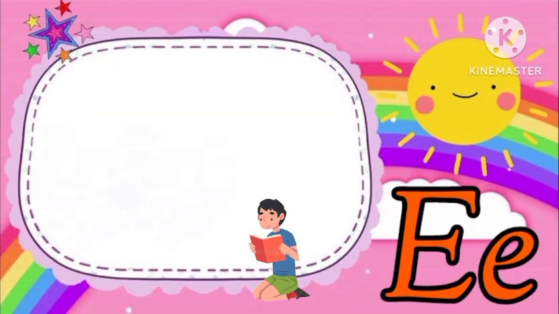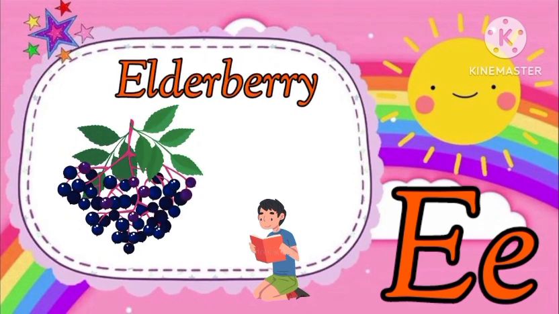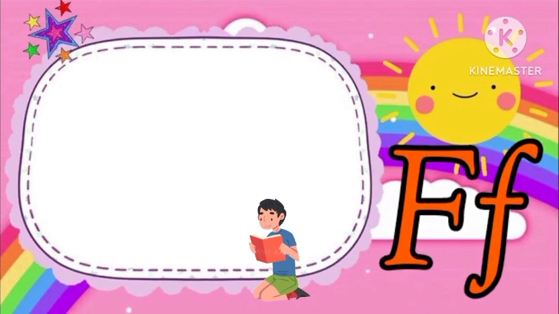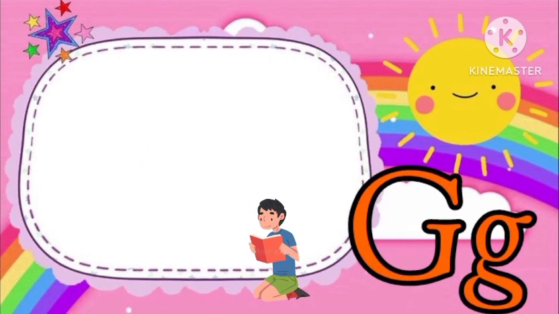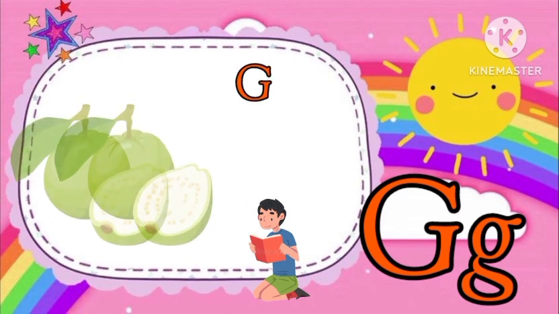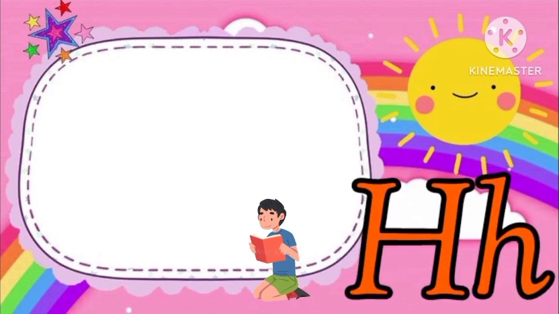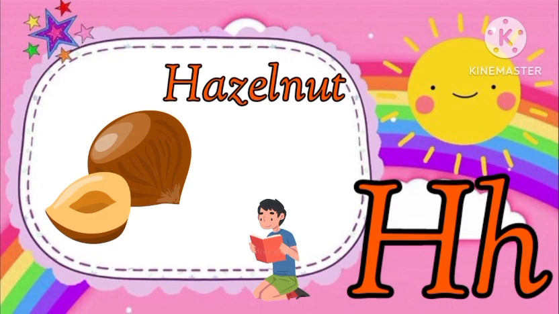E. E is for elderberry. F. F is for fig. G. G is for guava. H. H is for hazelnut.